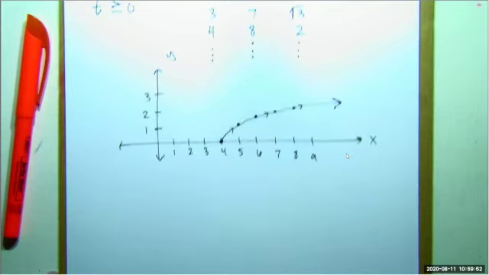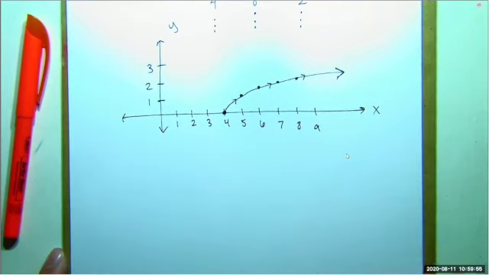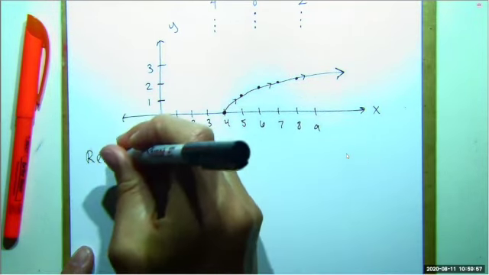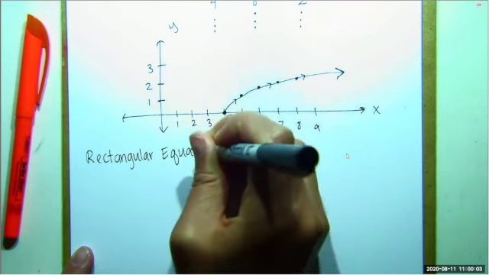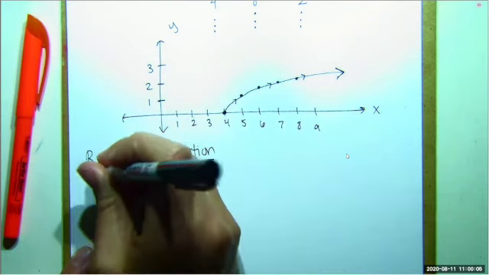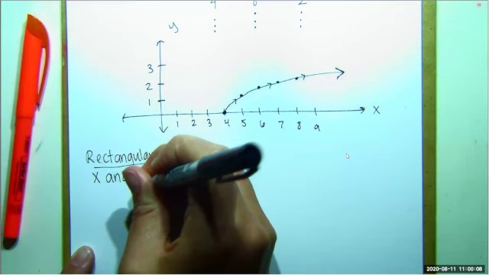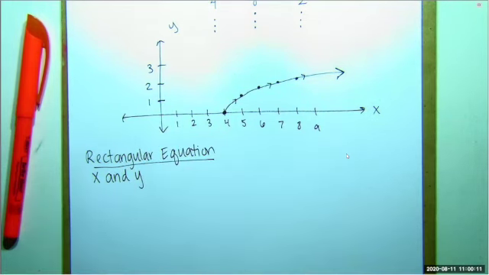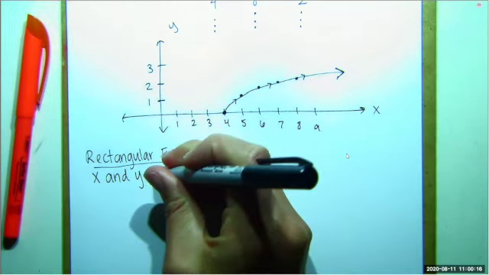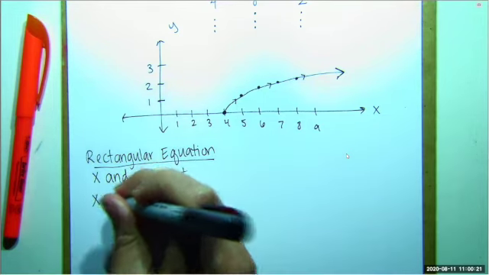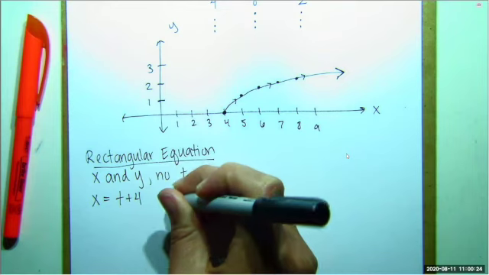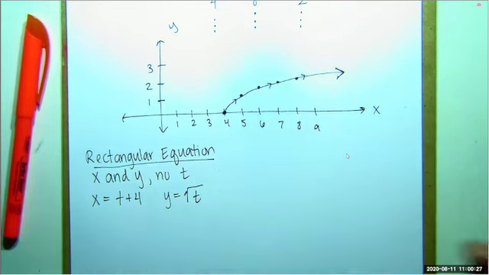Okay, the next thing we'll be asked to do is to come up with our corresponding rectangular equation. So as you saw in chapter 9, anytime we hear the term rectangular, that means in terms of x and y only. And so for this one, we had x, y, and t in those parametric equations. So we want to come up with the equation in terms of x and y only with no t. So our two equations were x is equal to t plus 4 and y is equal to the square root of t. Right, so what we want to do is come up with a rectangular equation, eliminate t.